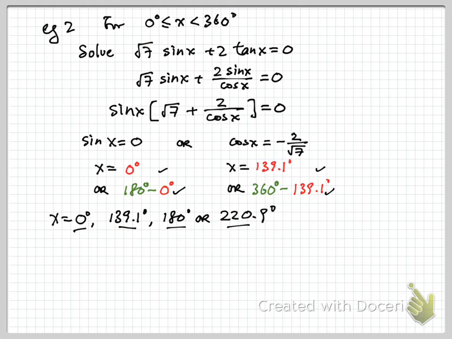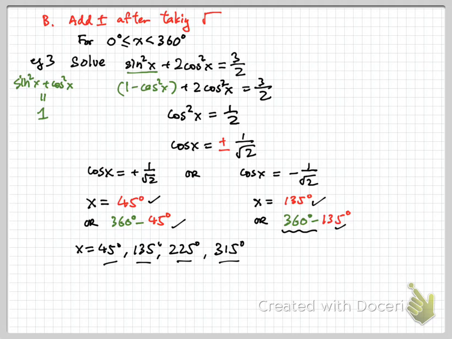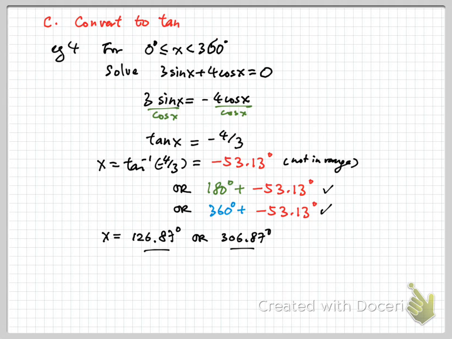Alright, so in this video I share with you 3 tips in solving trigonometric equations. Number 1, do not cancel the zeros. Alright. Number 2, add plus minus after taking the square root. And finally, number 3, in some cases you may convert to tangent to help solve it. So that is the end of this chapter on trigonometry.